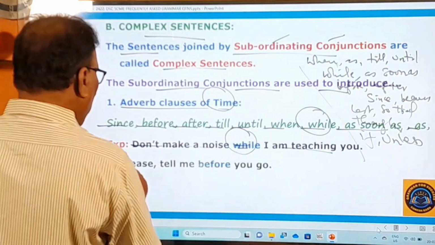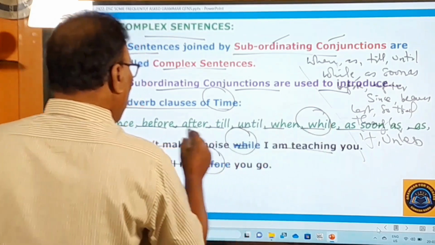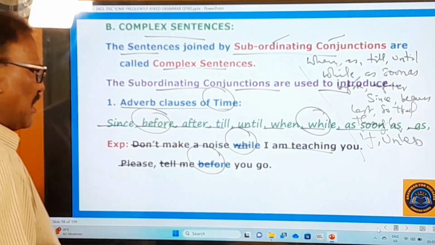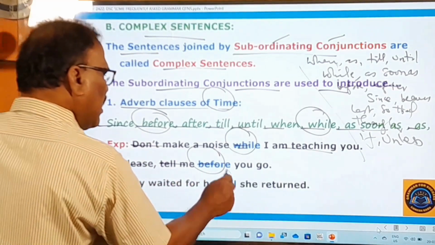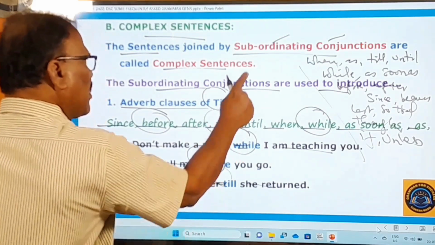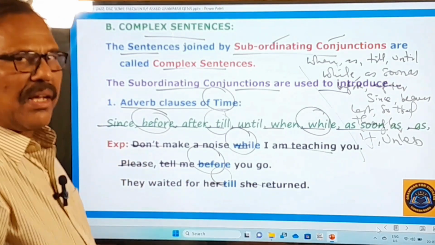And one more example, please tell me before you go. So before is what? A subordinating conjunction. Therefore, this is a complex sentence. One more example is given here. They waited for her till she returned. So this till is there. Okay, this till is a subordinating conjunction, and therefore this sentence is called a complex sentence.